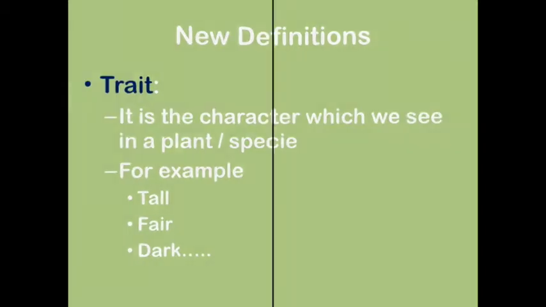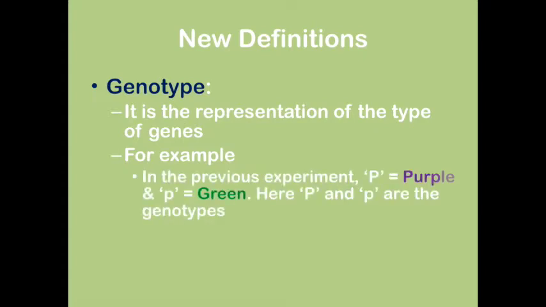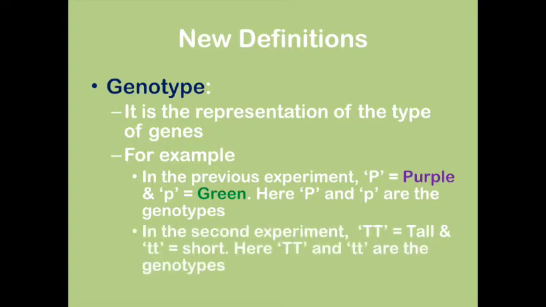Now let's define a genotype. Genotype is a representation of the type of the genes. For example, in the previous experiment, capital P was purple and small p was green. Here capital P and small p are the genotypes. In the second experiment, double capital T was tall and double small t was short. Similarly, double T and double small t are the genotypes.